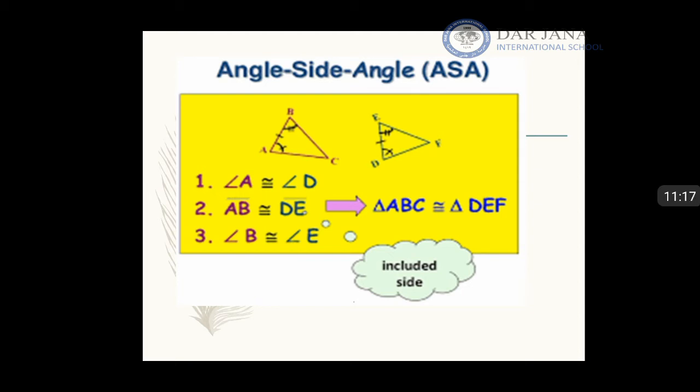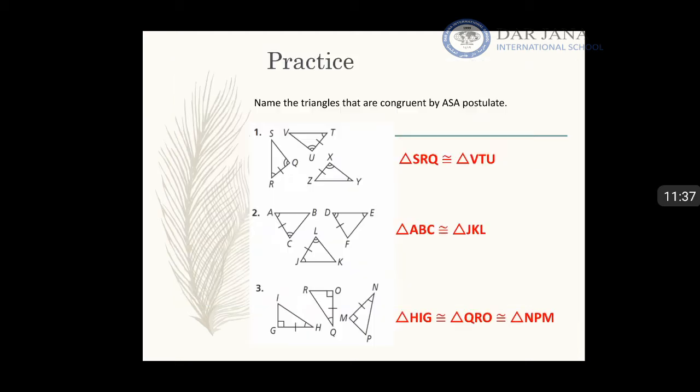So we have two angles and the included side of one triangle, which is triangle ABC. They are congruent to two angles and the included side in the triangle DEF. So we can use the angle side angle postulate to prove that triangle ABC is congruent to triangle DEF. And let us move to the next slide.